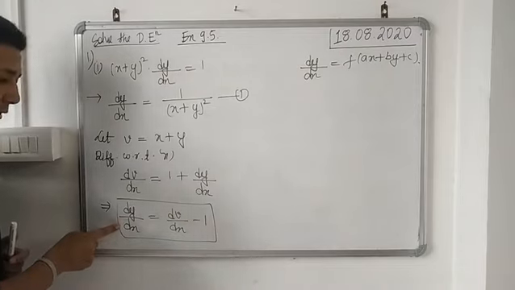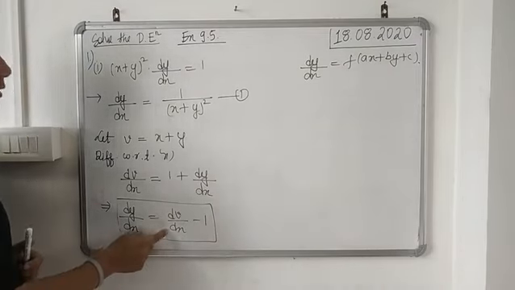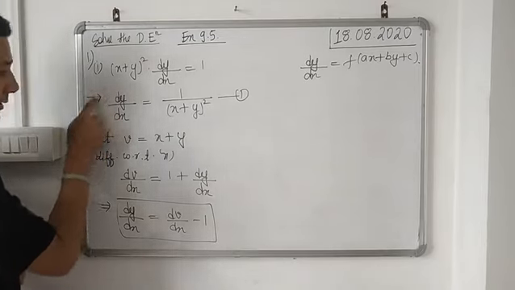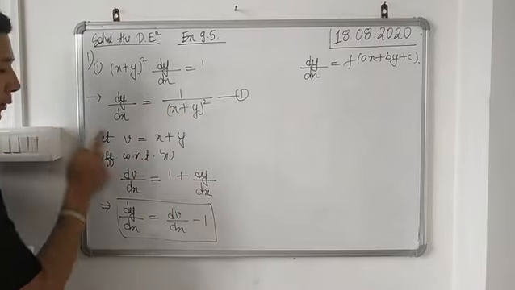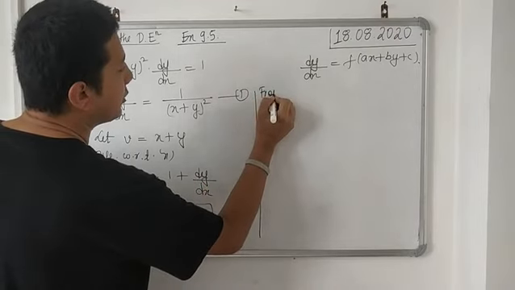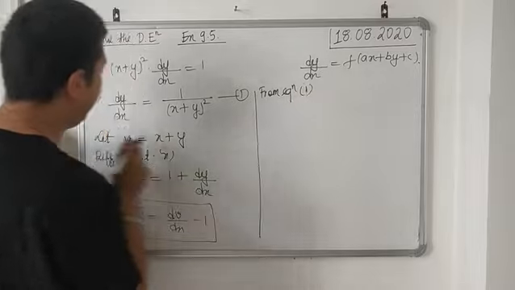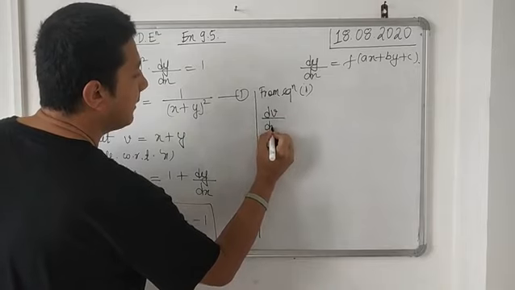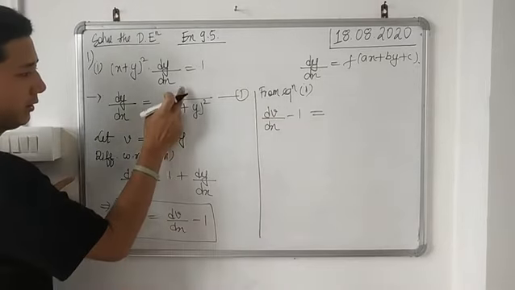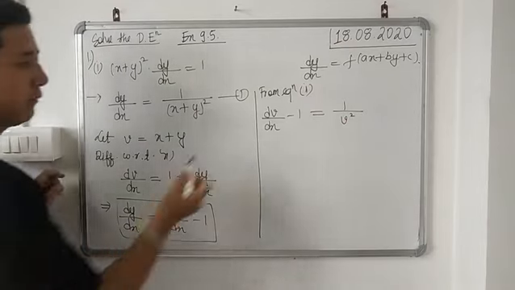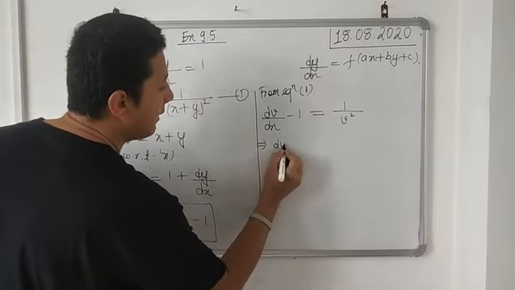Now I have the value of dy by dx as dv by dx minus 1. So I'll use this in equation number 1. I'll put the value for dy by dx in place of dy by dx, and this value I know it is v. So from equation 1, the left hand side, dy by dx, the value is dv by dx minus 1, which is equal to, do you agree, 1 by, the value for x plus y is v, so is it 1 by v square? 1 by v square.